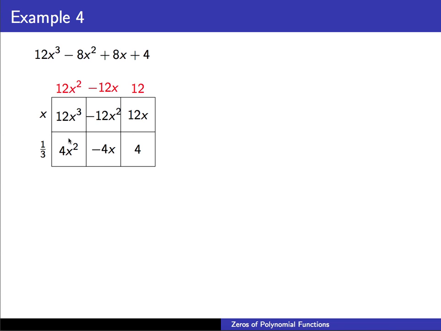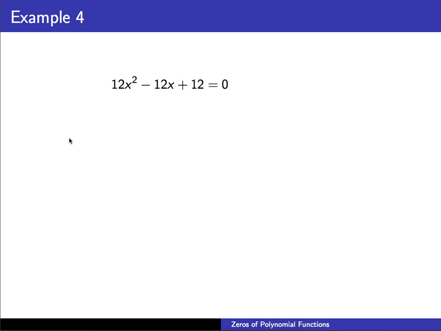negative 1/3, it will not equal 0. So besides, it's already quadratic, so we can apply the quadratic formula. Well, let's divide everything by 12, since we do have a common factor of 12. It'll make our numbers smaller. We get x squared minus x plus 1 equals 0.